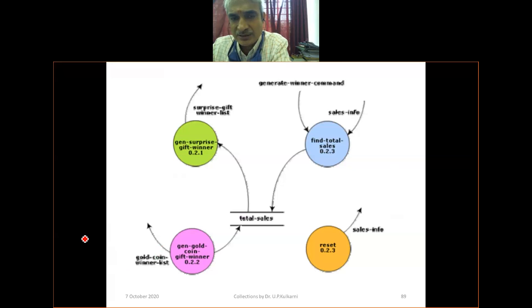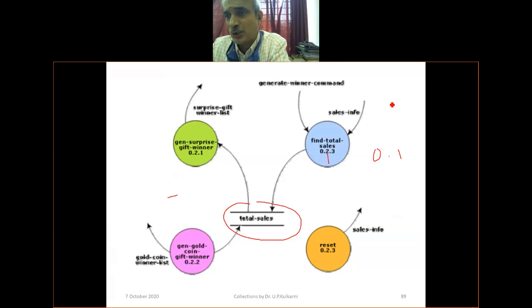Here, look at that. Here you have a repository, right? Then find total. Which particular DFD has been explored more? The second one. What about 0.1? I have not taken 0.1 into account.